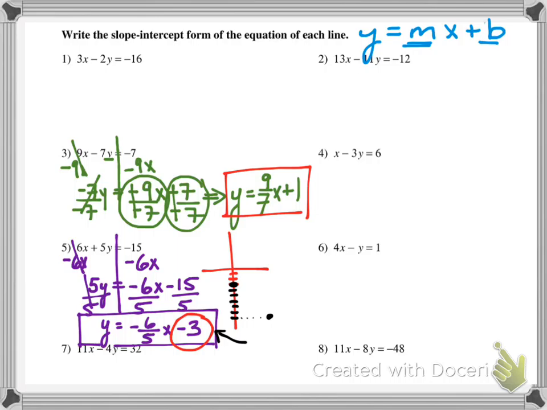Or my other option is to rise 6, 1, 2, 3, 4, 5, 6, and run 5 in the opposite direction. 1, 2, 3, 4, 5. And then simply connect the dots. That is how I would graph from slope-intercept form. And I have a video on graphing in slope-intercept form, so you can always watch that.